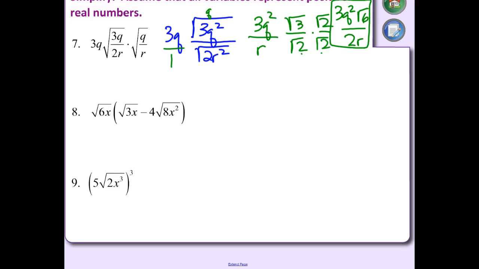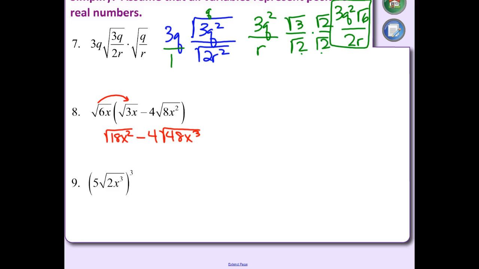Okay, now let's look at number 8, and we're going to use our distributive property. When I multiply the square root of 6x times the square root of 3x, we get the square root of 18x squared minus, well, that 4 is outside the house, so we're going to leave him there. And then we've got 6 times 8 is 48x cubed.